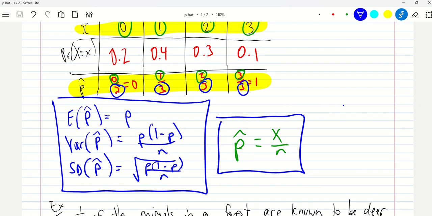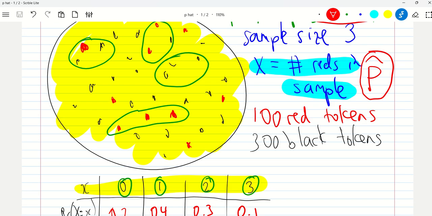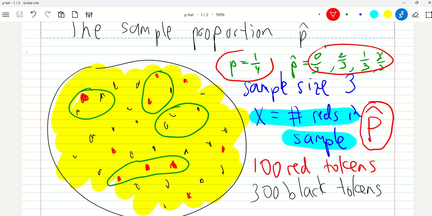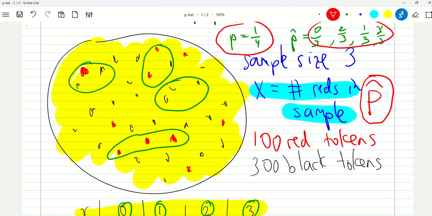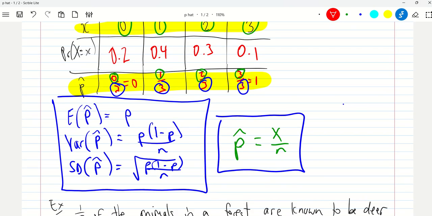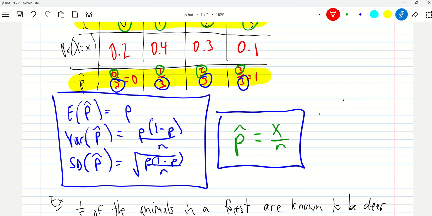We've got our expected value and variance and standard deviation as per normal. I won't go through these painstakingly, but just have a think about this. What's the expected value of p hat? What do you expect to happen? Well, you would expect to get the same proportion in your sample that you would from the population. Our population was 1/4, so the probability that you get a red is 1/4. So it makes sense that what we expect to get for p hat is p. That's why the expected value of p hat is p.